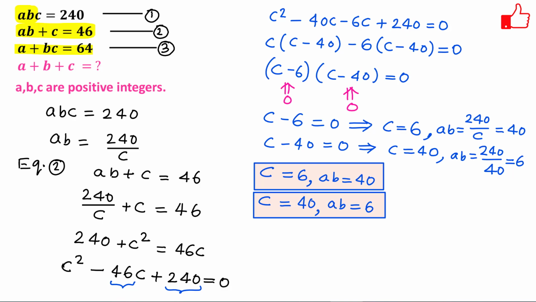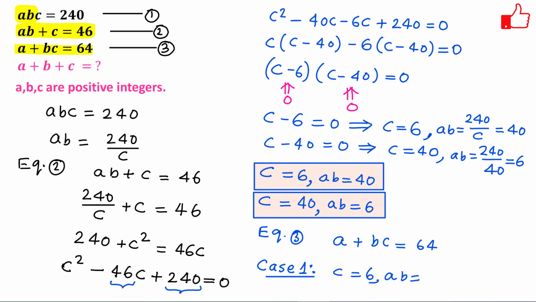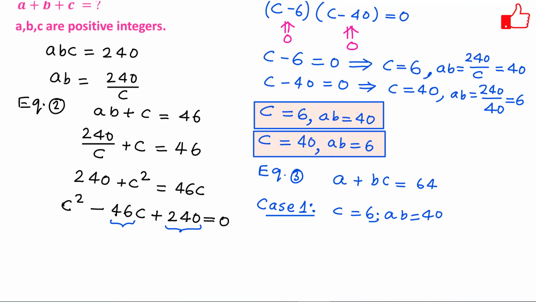Now let us see equation 3. Equation 3 is A plus BC equals 64. Now plug the value of C. So first case, let us say case 1. In this case, I have C equals 6 and AB equals 40. So if I plug the value of C, that is 6, this becomes A plus 6B and this is equal to 64.